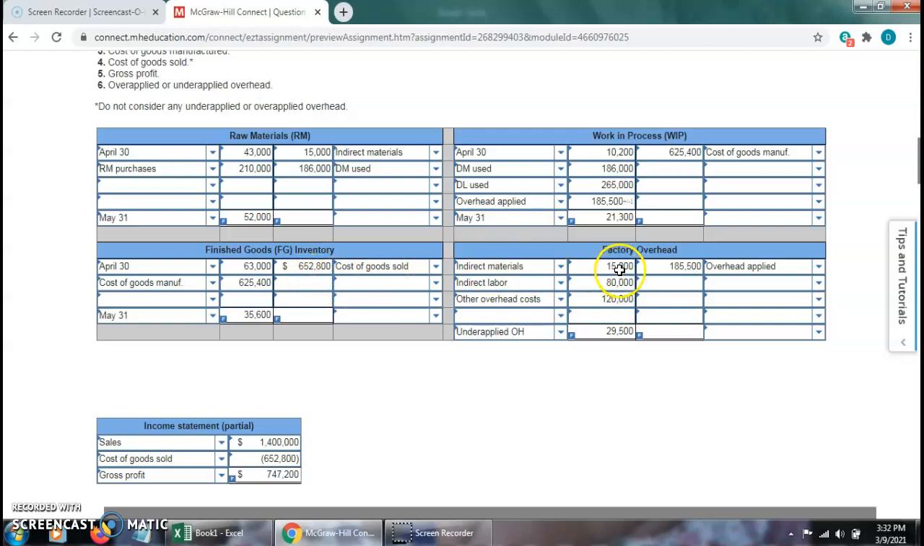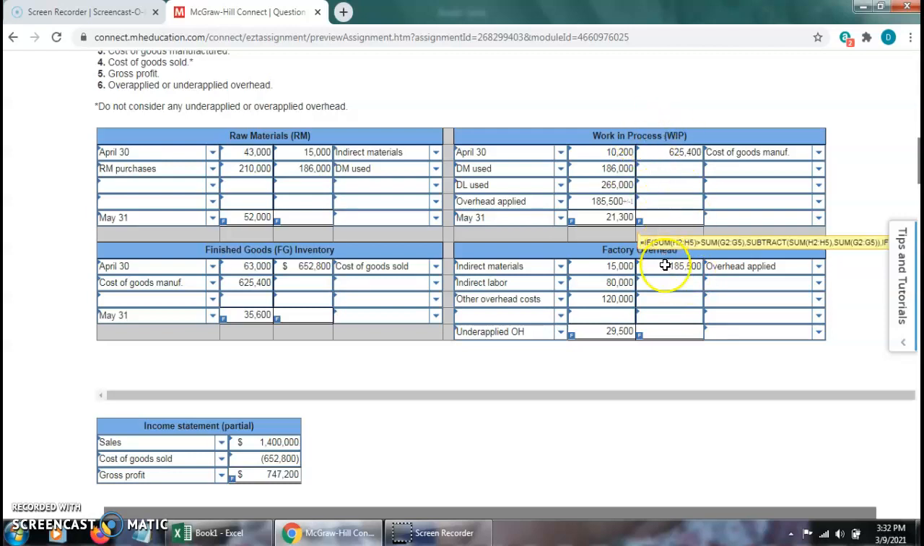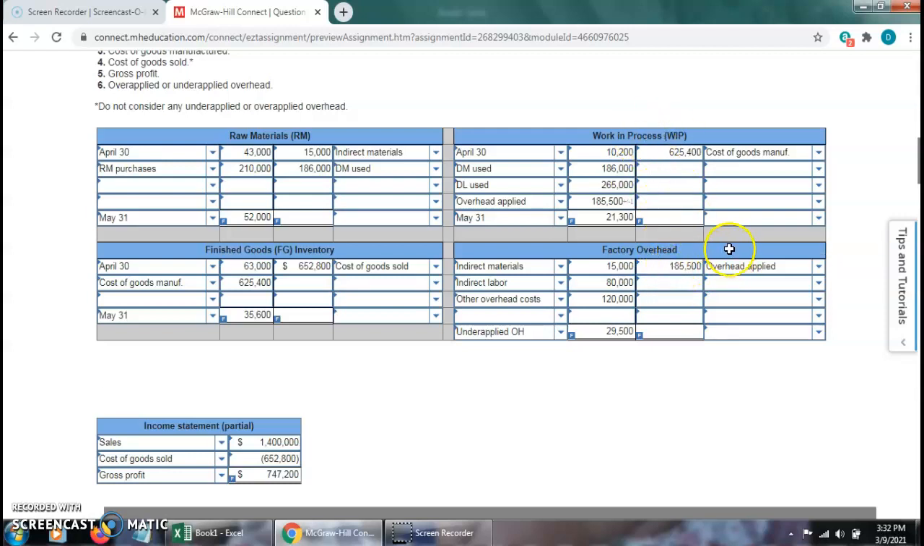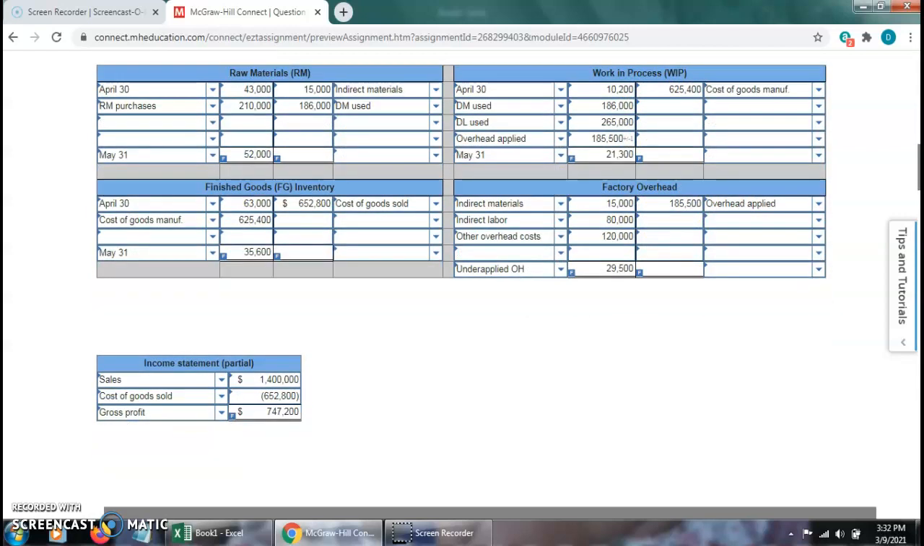And then what we have over here is our factory overhead. This is all from above: our indirect materials, indirect labor, and then our overhead costs. Remember, the debit side of the factory overhead is the actual overhead incurred. The credit side is the overhead applied. So remember, the journal entry to apply overhead is debit WIP, credit factory overhead. So that's why you see that credit right there.